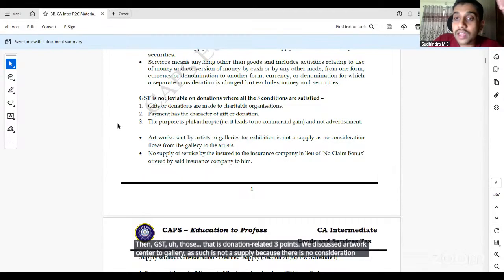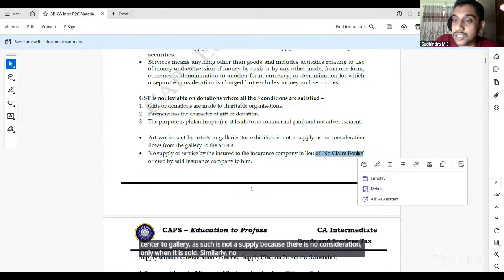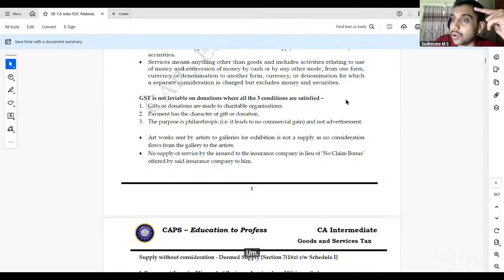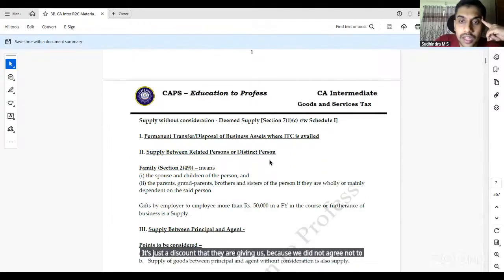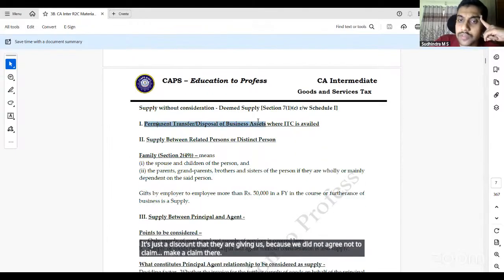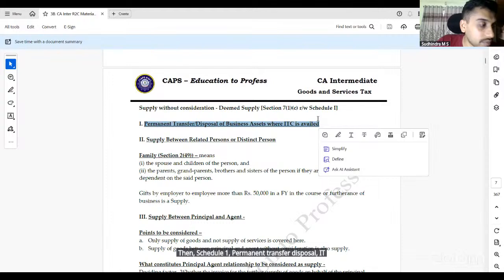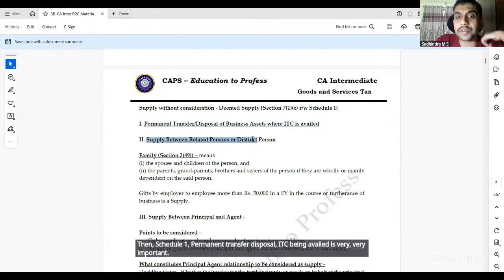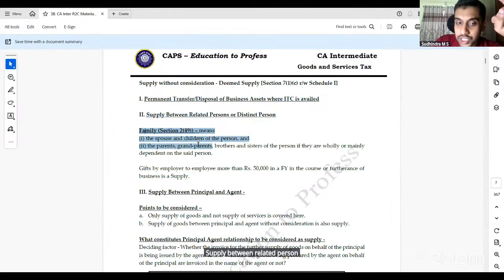consideration, only when it is sold. Similarly, no claim bonus is not a consideration. It's just a discount that they are giving us because we did not make a claim. Then Schedule 1, permanent transfer or disposal, ITC being availed is very, very important. Supply between related persons, distinct persons, family definition.